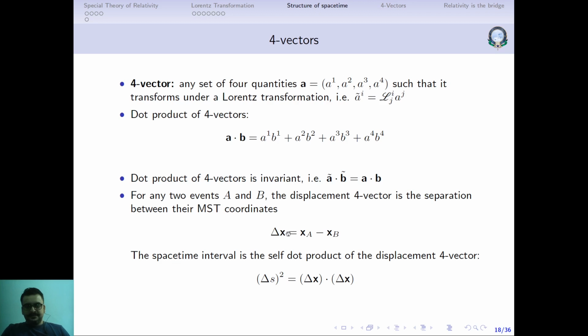So the space-time interval, delta s square, is nothing but the self dot product of this displacement four vector. You can verify this on your own. Because the space-time interval is nothing but a dot product, and because the dot product of four vectors is invariant, this means that the space-time interval also remains invariant across all inertial reference frames.